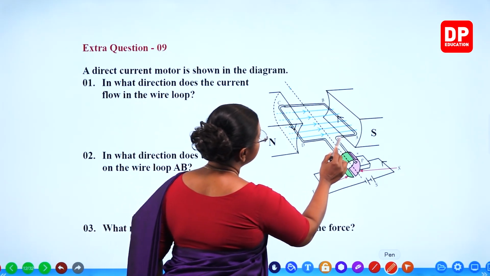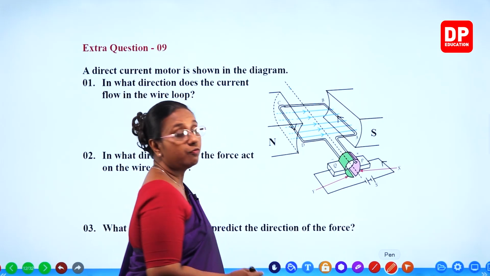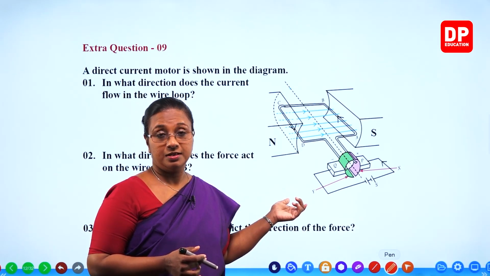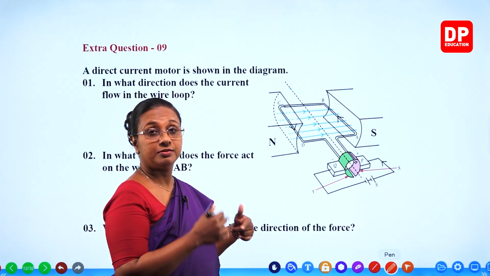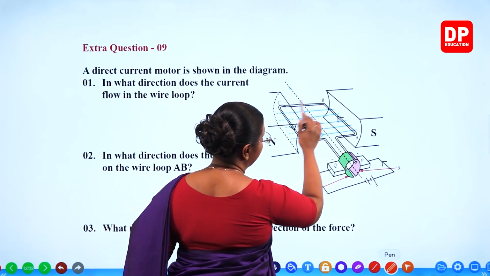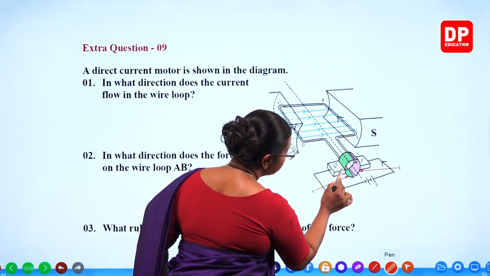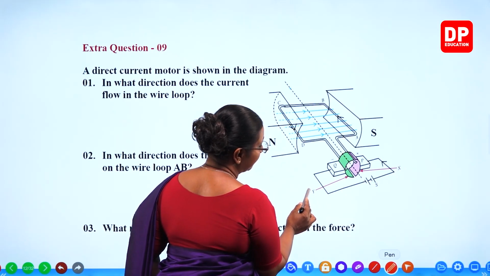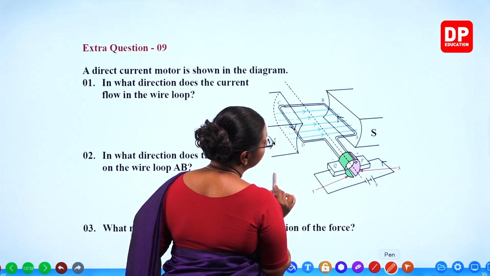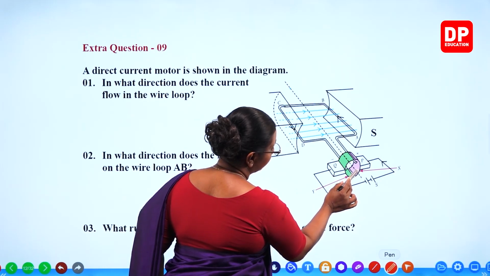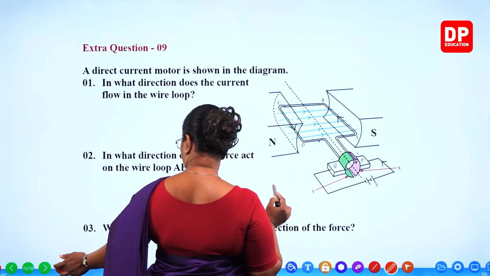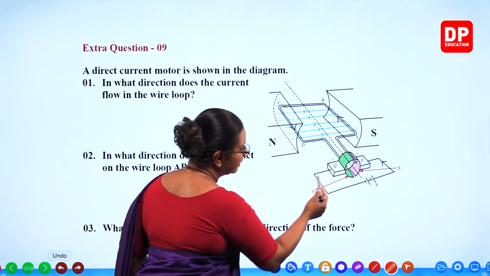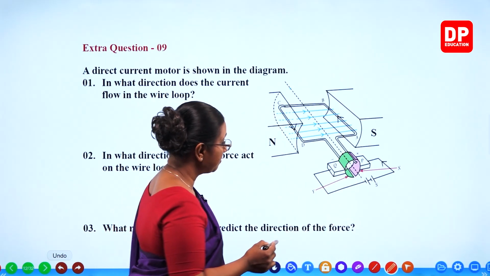Then here you can see A, B, C, D is the wire loop. That represents the armature of the direct current motor. So this armature actually includes the wire loop. Then you can see the 2 split rings, the pink color and the green color rings labeled as X and Y. They are connected with the wire loop. So A is connected to X and D is connected to Y. Then at the same time you can see here P and Q, they are the brushes. You can remember carbon brushes.